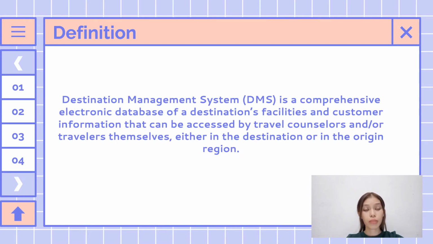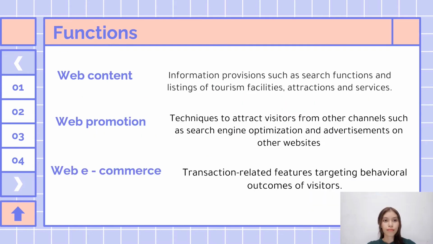Destination Management System (DMS) is a comprehensive electronic database of a destination's facilities and customer information that can be accessed by travel counselors or travelers themselves, either in the destination or in the origin region. There are three functions of DMS.